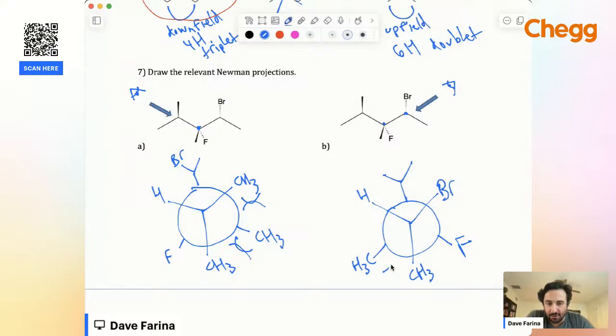We've got one gauche interaction. Again, this is also a staggered conformation. Eclipsed would involve the groups right on top of each other. So that's that one. That's a little bit of Newman projection review. No more questions there.